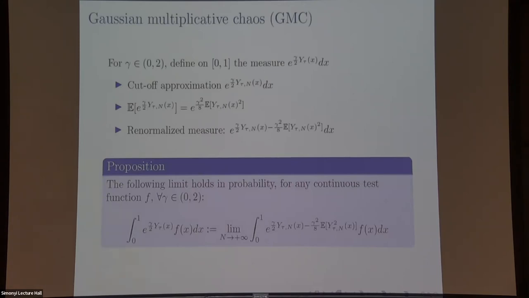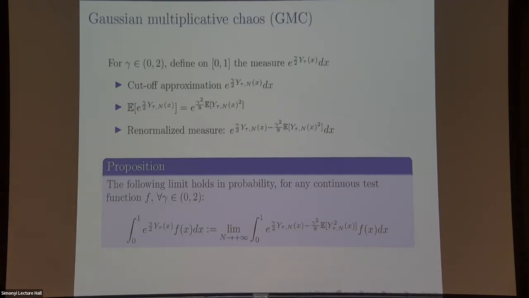I also had to make this construction out of the Gaussian multiplicative chaos measure. As in the previous case, this Gaussian multiplicative chaos measure has the Radon-Nikodym derivative e^{(γ/2) Y tau(x)}. To make sense of it, again, Y tau lives in the space of distributions, so I have to take the finite truncation of the Y tau field, renormalize it, and then send n to infinity.